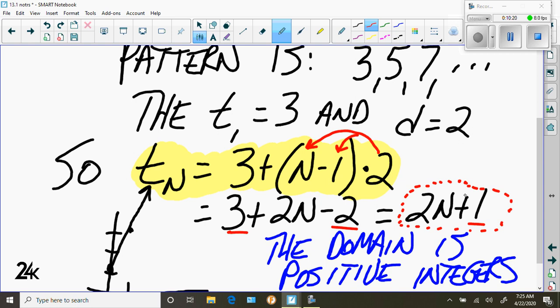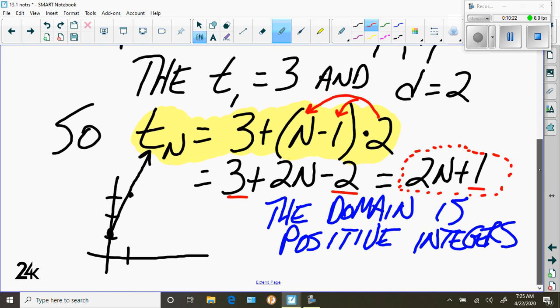2n plus 1. So if I had to graph that, 2n plus 1, if n is 0, the answer is 1. If n is 1, the answer is 3. And then I would just graph it. And again, you can pause that whenever you want.